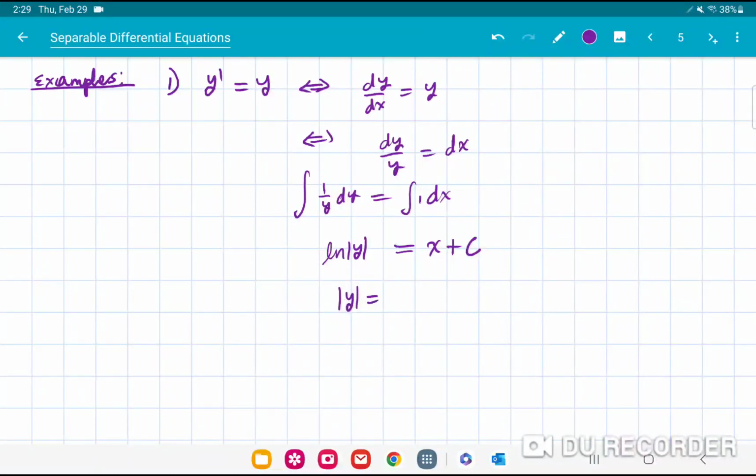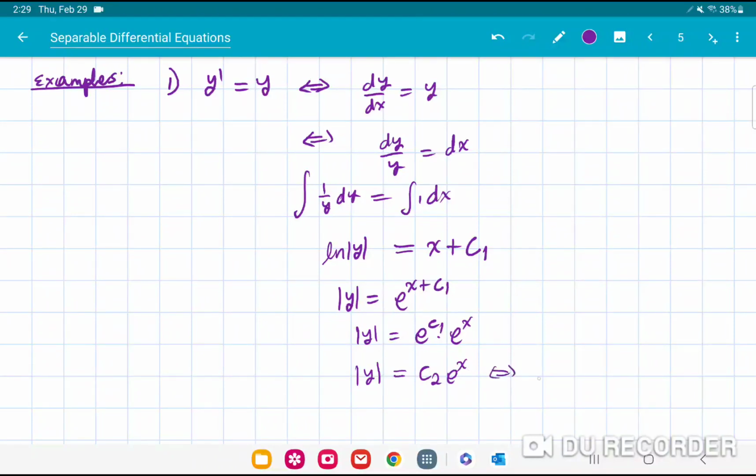changing this log expression to an exponential expression will give me e to the power of x plus c, or the absolute value of y is e to the c times e to the power of x. But that's also, let's call this c1, another arbitrary constant, e to the power of a constant. It happens to be a positive constant, but I'll call it c2. Well, the absolute value of y is c2 times e to the power of x, where c2 is a positive constant.